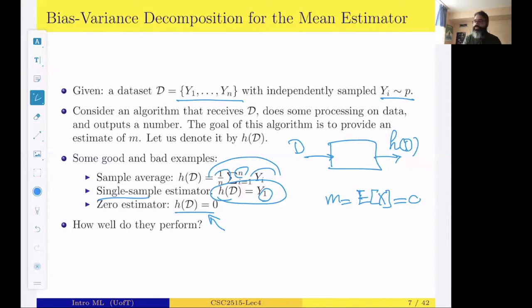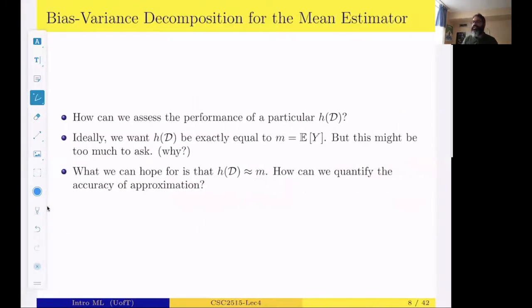Okay, so let's just try to formalize this. The question is how we can assess the performance of a particular estimator h of t. Ideally, we want h of t to be exactly equal to m, that is the expectation, but this is too much to ask. With a finite number of data points, we can't really estimate the mean without any error. So there would be some kind of error. The hope is that h of t and m would be close to each other.